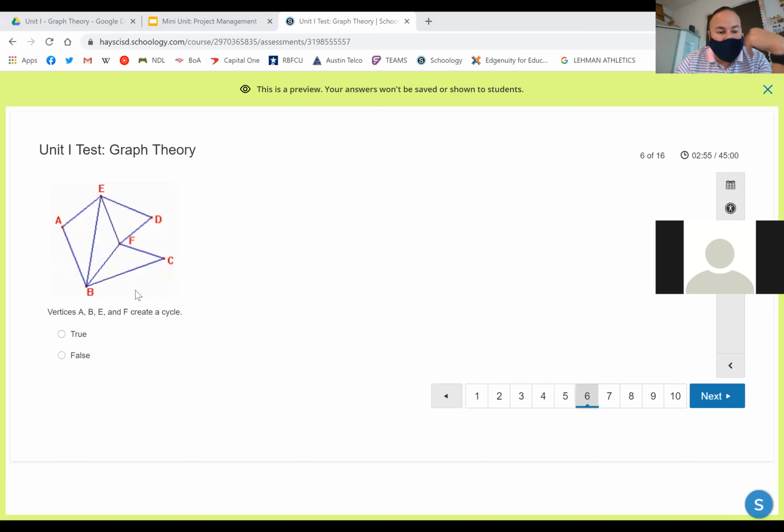The next question. This is the one question where if you were to say, hey, is there a trick question on this test? I would say this one might have been a trick question. This one says vertices A, B, E, and F create a cycle. And a lot of you guys thought maybe, well, if I go in that order, no, it doesn't create a cycle. But that's not what it's asking you. It's just asking you if those four do create a cycle. And yeah, they do. You could literally just go all the way around. So the correct answer is true on that question.